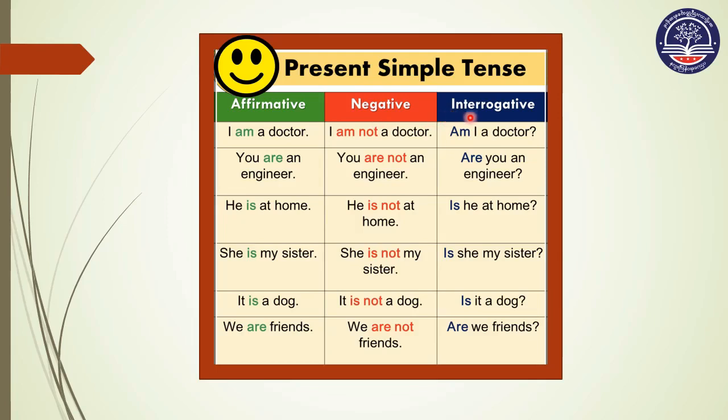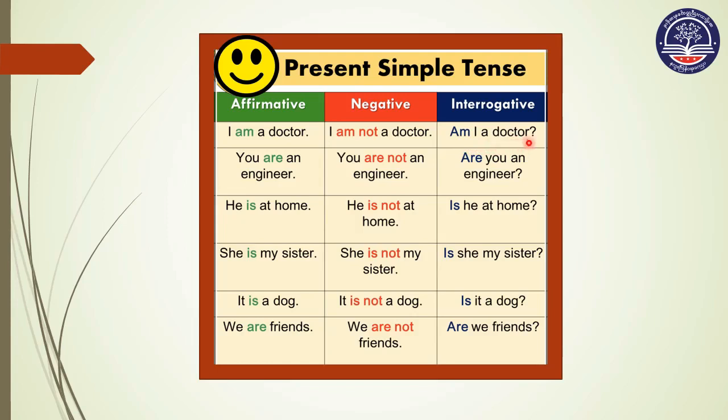Now, what about the interrogative, the question form? What did you notice here? Am I a doctor? So the present simple tense is at the beginning of the sentence. It's not a sentence, it's a question, right? So over here, if it's I am, it becomes am I? And over here, you are becomes are you? If it's a question, you just have to reverse the positions of the verb and the subject, right?